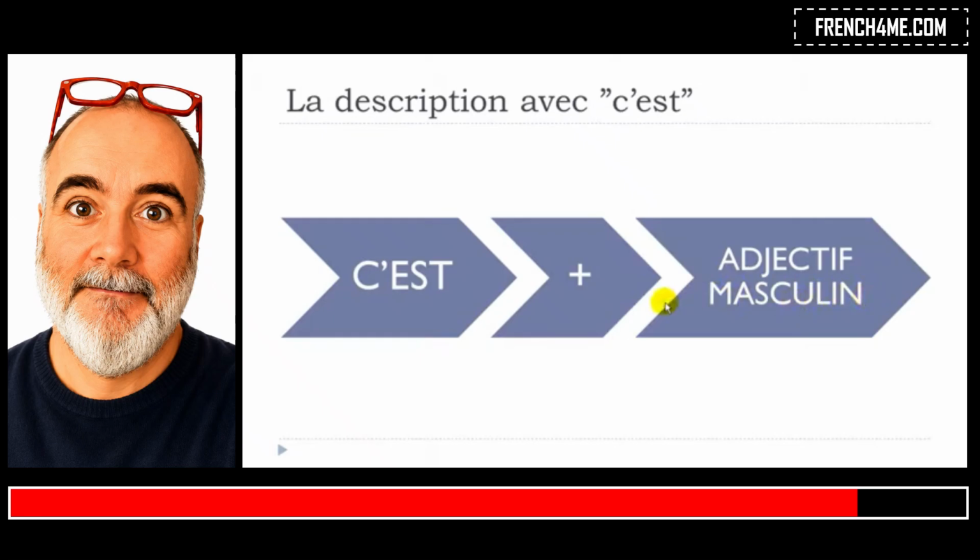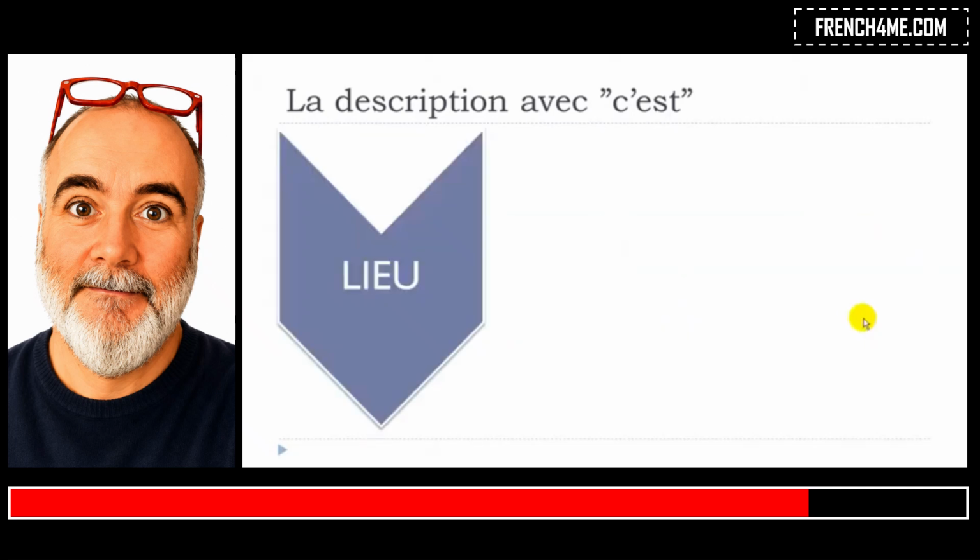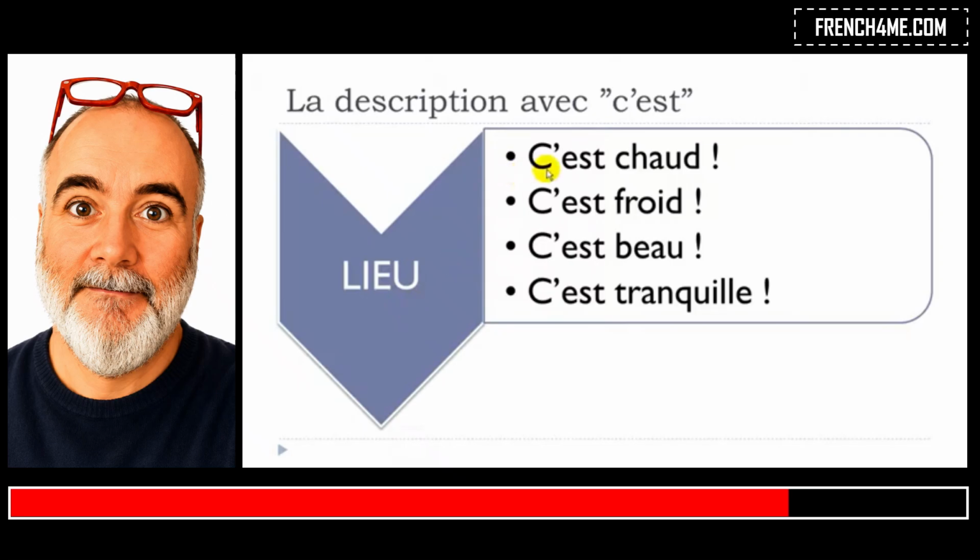Okay, so remember, if you want to describe something, you can use this c'est, and that's really a common way to describe things. It is, this is, but then remember, the adjective that will come after should be at the masculine form. So we'll see a few examples now, and the first one would be the option to describe un lieu, a place. Okay, so let's see now.